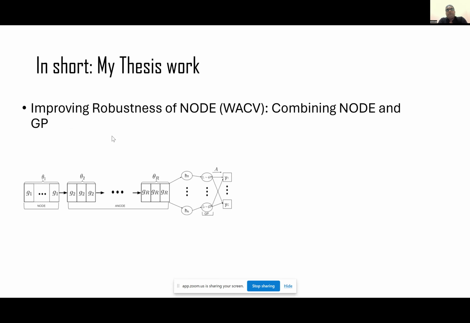But the problem with GPs is that they can work only on low dimensional data. So what we suggest is to combine both of these worlds, neural ODE and GP. The first part is the neural ODE and the second part is the GP. We just wanted to evaluate how robust this model is and also its uncertainty modeling capabilities.